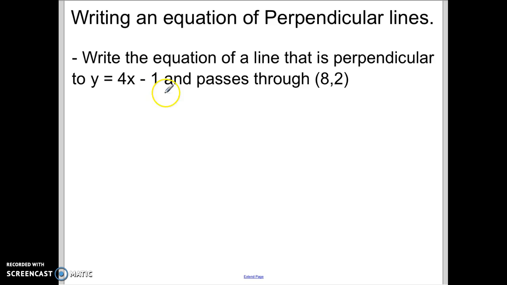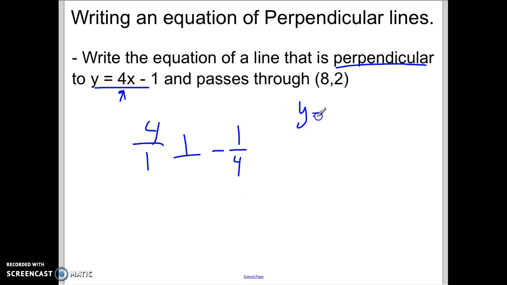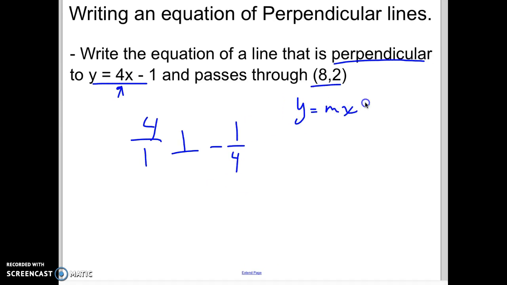Let's take a look at an example of how to write the equation of a perpendicular line, very similar to the parallel one. There's the original. The slope is 4, so 4/1 is my original slope. I need something perpendicular to that. So first I need the reciprocal, which would be 1/4, and I need it to be opposite, so it has to be negative. In my equation y equals mx plus b, I'm going to need to substitute in -1/4 for m.